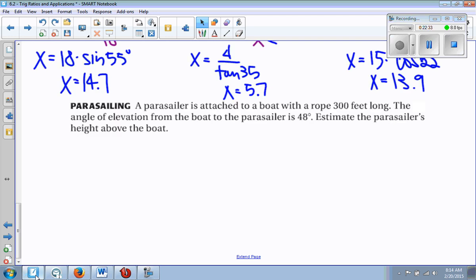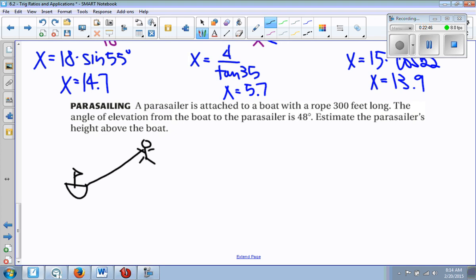Anytime you have a trig word problem like this, the picture is just going to be a right triangle. So this says a parasailer is attached to a boat with a rope 300 feet long. So here's my boat, here's my parasailer. They're attached using a rope. The rope is 300 feet long. It says the angle of elevation from the boat to the parasailer is 48 degrees. If you remember from last year, angle of elevation means if I look straight out and then rotate my eyes up, what is this angle that I'm looking at? So in this picture here that I just drew, my 48 degrees would go in the bottom corner. I want to know what the parasailer's height is above the boat. So straight down is your height.